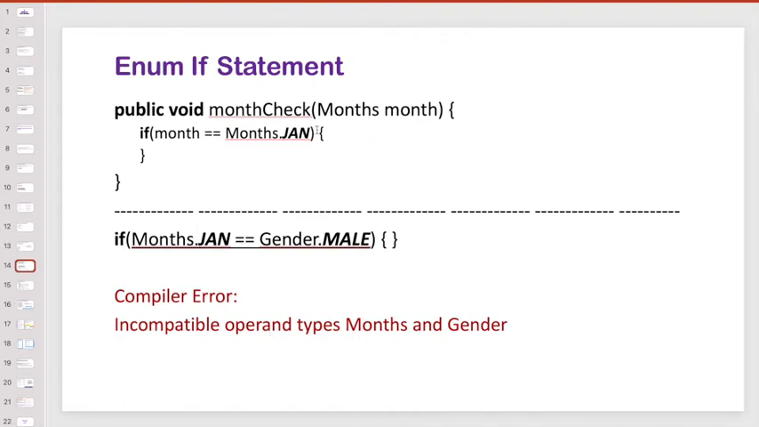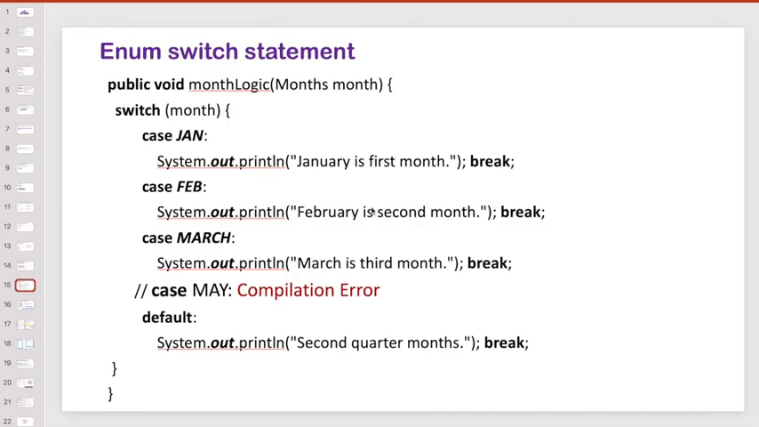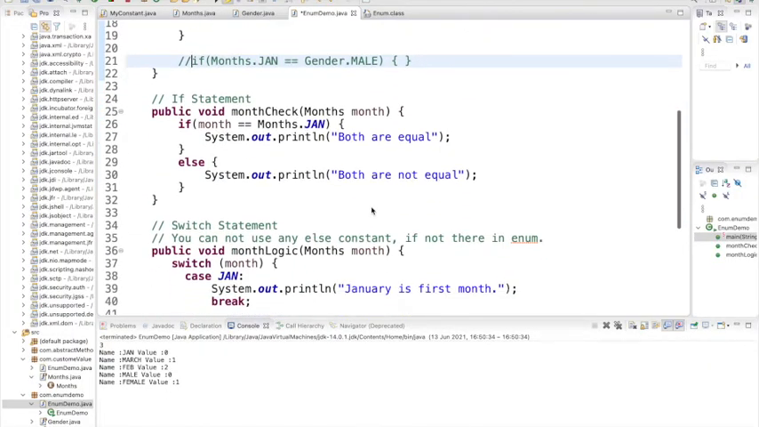We get the compiler error, incompatible, right? Now see how we can do the if statement and the switch statement. I wrote one method, month check. You just have to pass the month and check here. It's how you used to do the if else condition, but you have to pass the enum here.